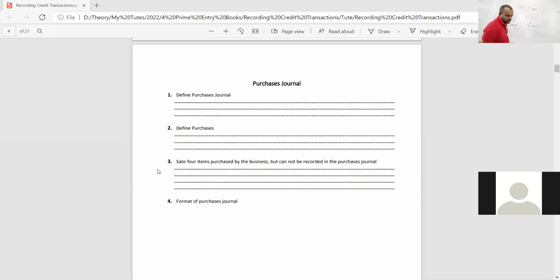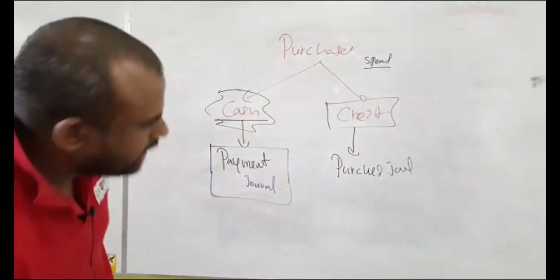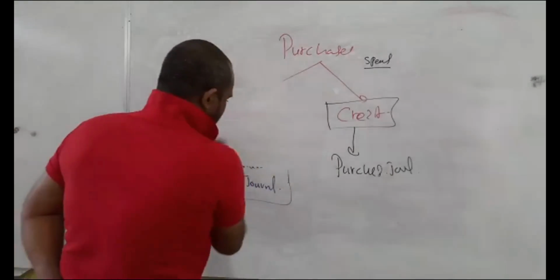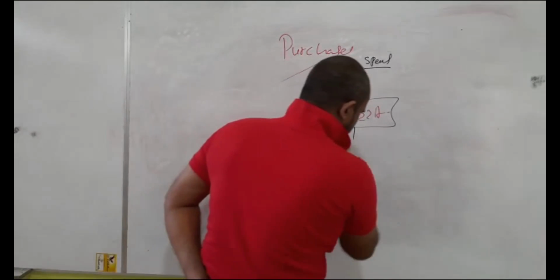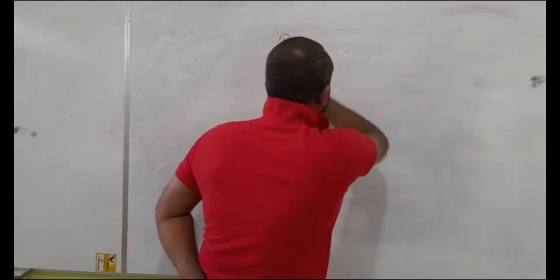Right. So it's a journal in which you record all the cash purchases. Then define purchases. That's the next question. The purchases journal records credit purchases.